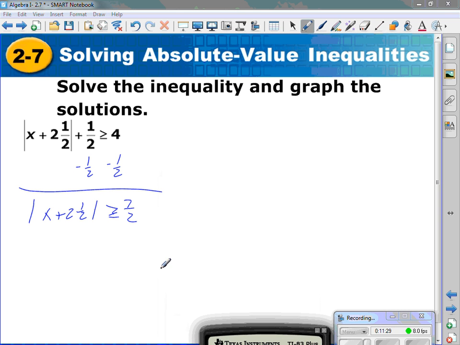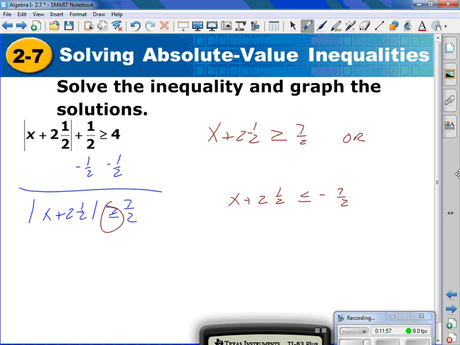Now I split it up into two problems. What type of problem is it? Why isn't it an or? It's a greater than, it is an or. X plus 2.5 is greater than or equal to 7/2, or x plus 2.5 less than or equal to -7/2. What do I have to do? Subtract 2.5.